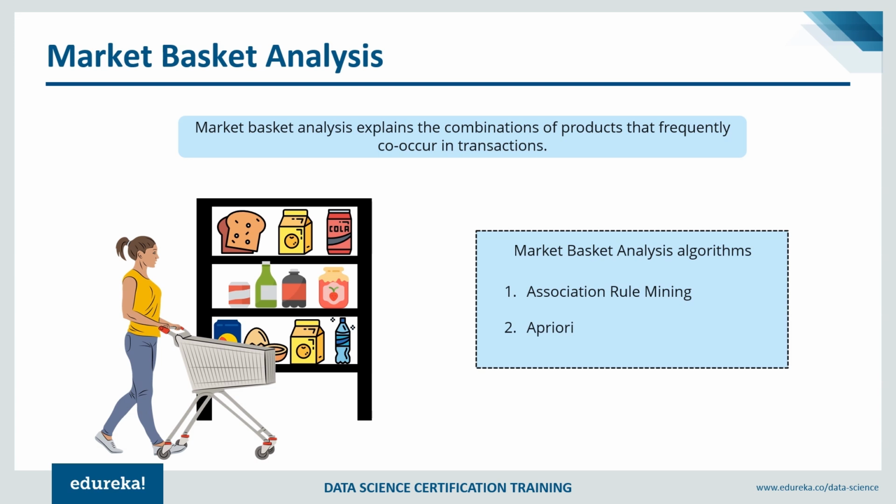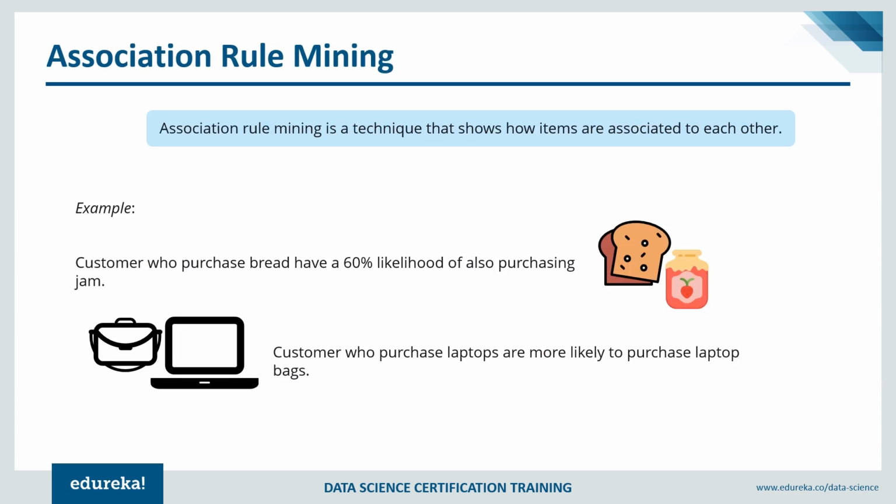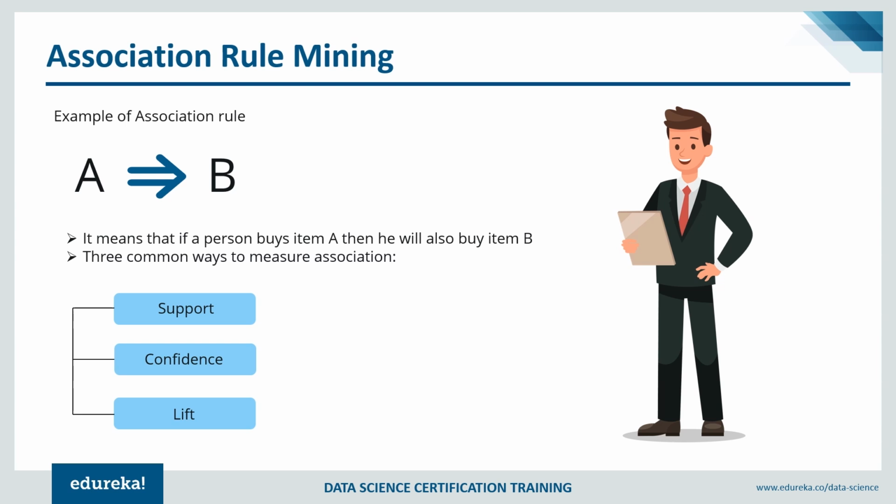Now, to find the association between two items and make predictions about what the customers will buy, there are two algorithms, which are the association rule mining and the Apriori algorithm. So let's discuss each of these algorithms with an example. First of all, if we have a look at association rule mining, it's a technique that shows how items are associated to each other. For example, customers who purchase bread have a 60% likelihood of also purchasing jam, and customers who purchase a laptop are more likely to purchase laptop bags.